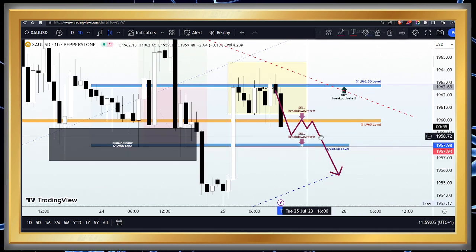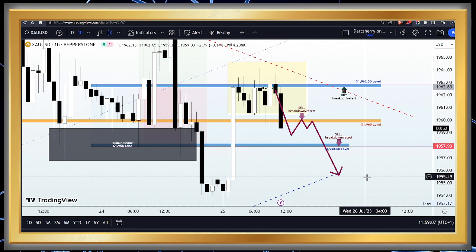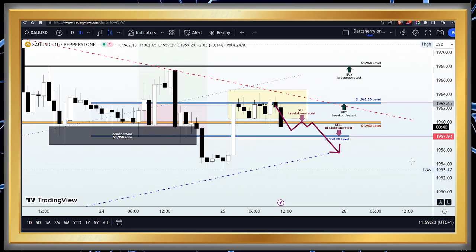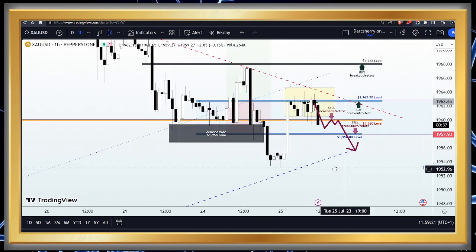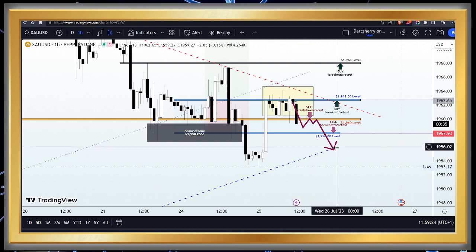And if price action goes on to break down, retest the 1958, we want to be adding more sell position to our existing trade. Now, there is a caveat to this whole sell position, and that is the ascending trend line we identified on the daily time frame. Remember, we have this ascending trend line right here.